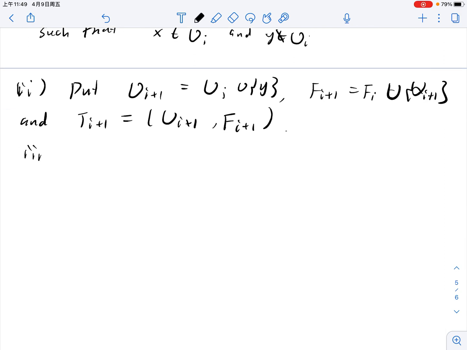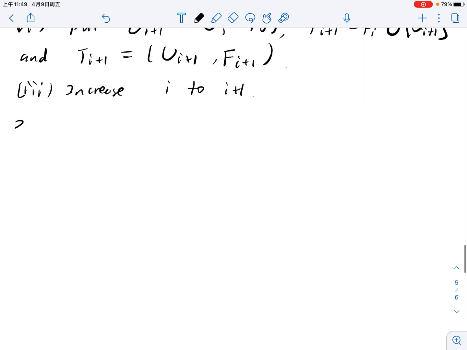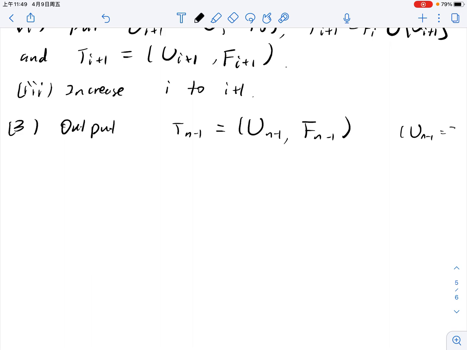And then increase the counter i to i plus 1. And then step 3, output T_(n-1). Here U_(n-1) is V.